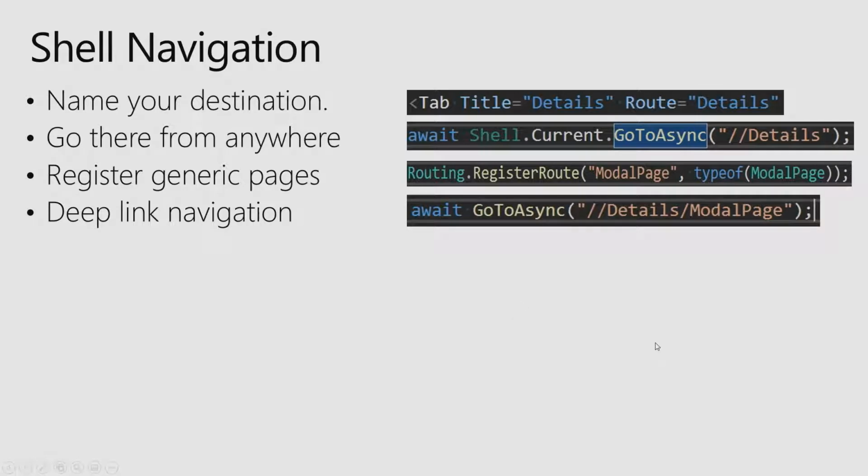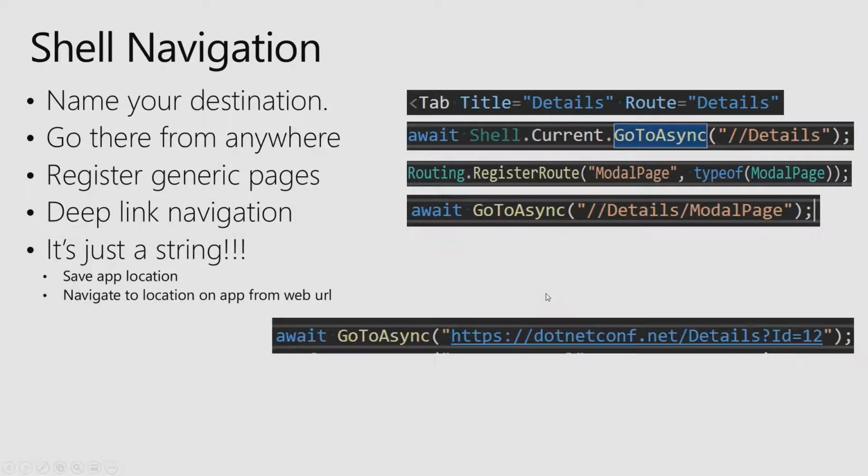At this point, you can just go await GoToAsync details modal page, which is really cool because what that's going to do is go to the details tab, and then push this modal page onto the stack. So you can just start your app up like that, which is really neat. And the neat thing this lets you do is that it's just a string. That's it. So the cool things you can do with this is, for example, you can save your app location.